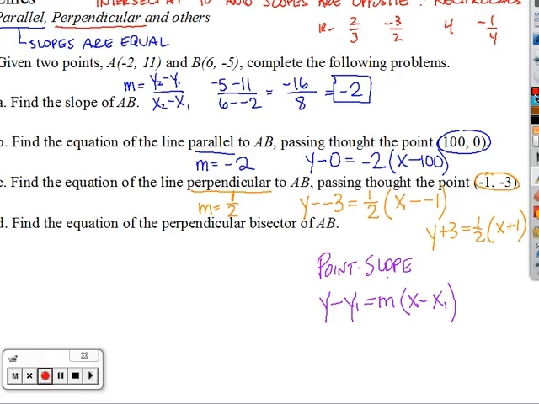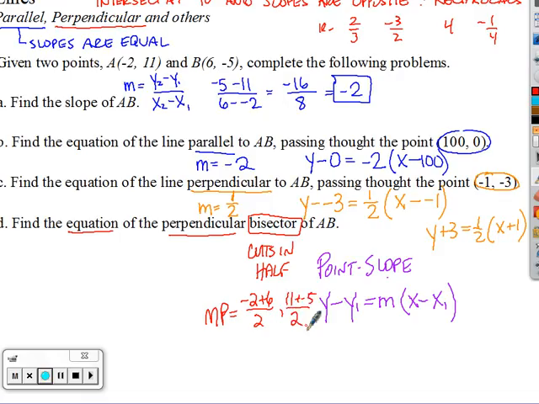Finally, we have the equation of the perpendicular bisector of AB. So bisector means it cuts it in half. So we would need to find the midpoint of AB. So the midpoint would be the average of the x and y values. So if we take -2 plus 6 divided by 2, and 11 plus -5 divided by 2, we will get the midpoint of AB.